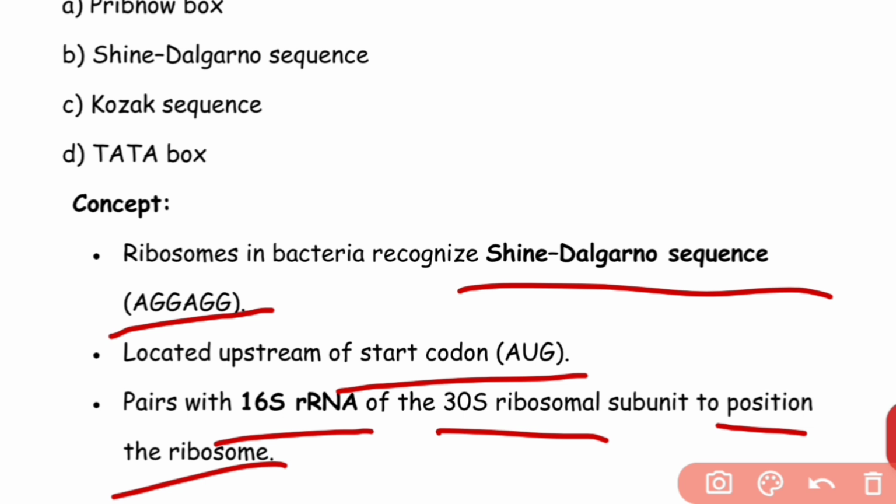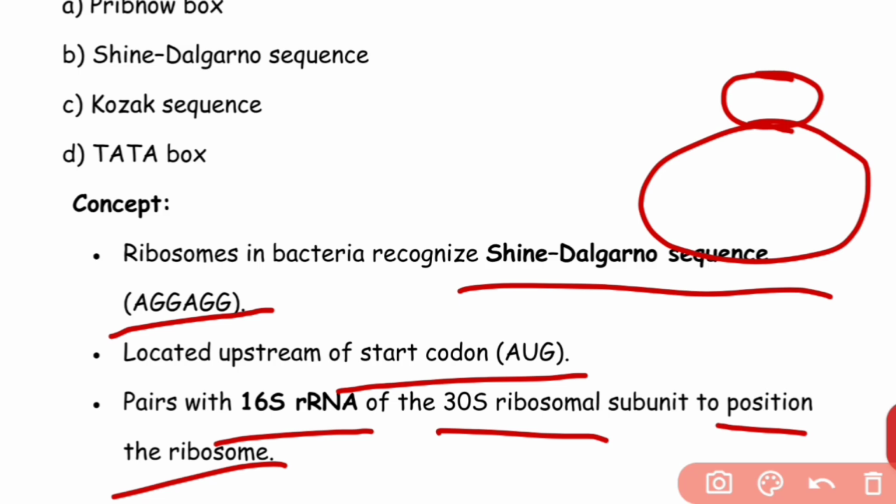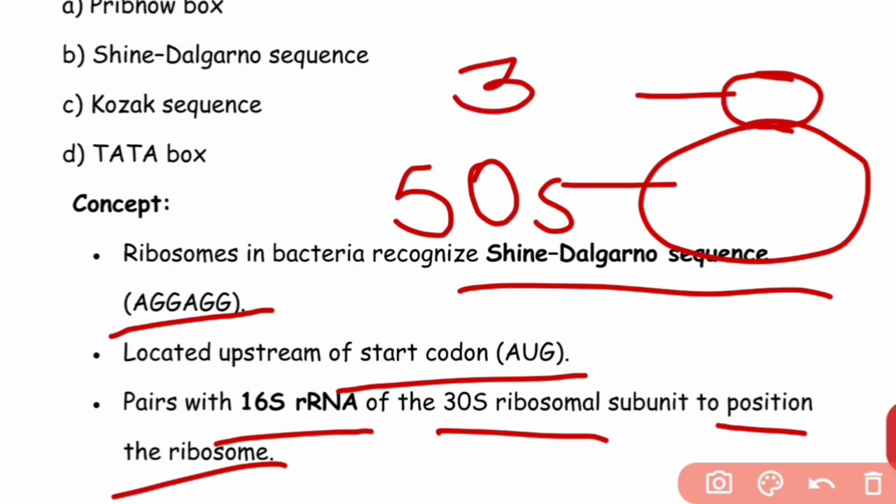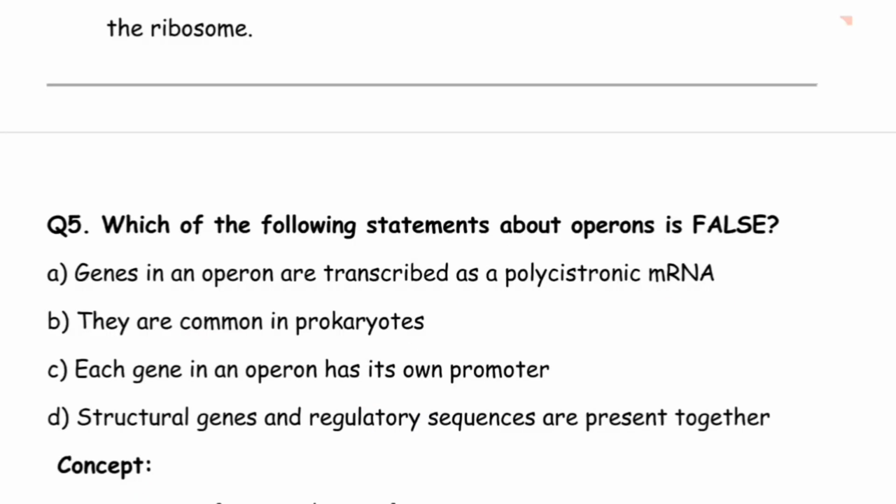Now what is this 30S ribosomal subunit? As you know, bacteria contain the 70S ribosome. It contains a large subunit which is 50S, where S stands for Svedberg unit, and a small subunit which is the 30S subunit. In this 30S subunit, 16S rRNA is present, which has an important role in phylogenetic analysis.